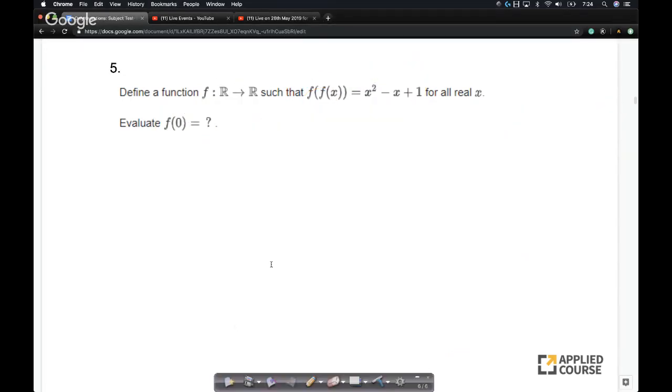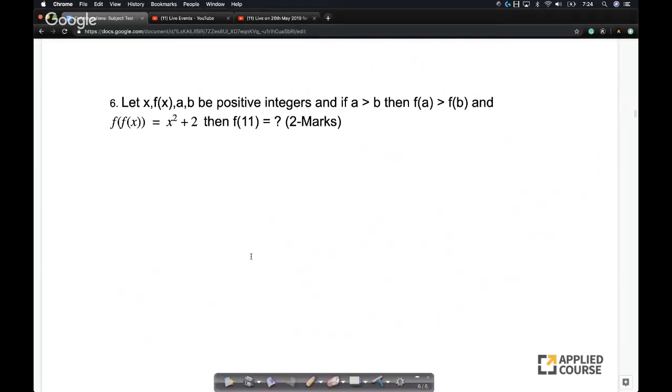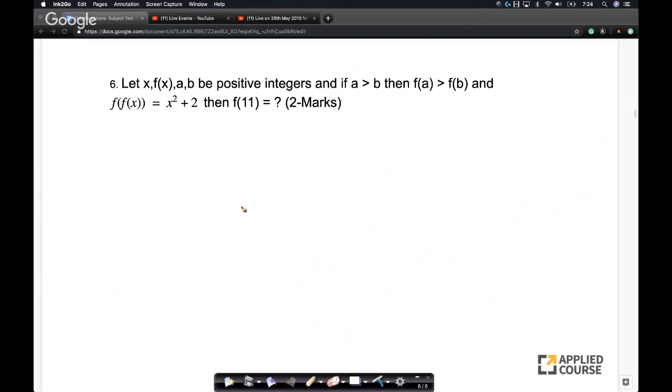So the next one was a hard one. I actually struggled with this question, to be honest with you. Okay, I literally struggled. So it says, let's assume I have a function f of x, and a and b are positive integers. Again, this function is defined on positive integers. If a is greater than b, then f of a is greater than f of b. So this is called monotonicity, right?